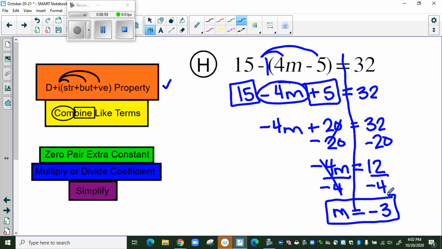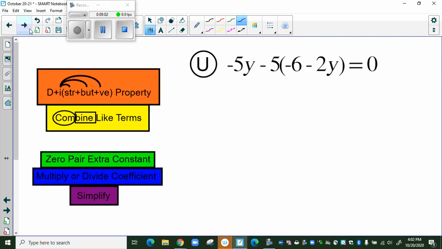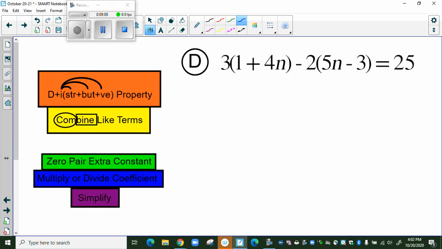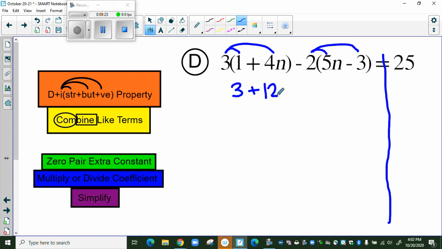Okay? I'm going to show you one more that has a small complication in it, but really is not difficult, and that is this one. So when you look at this problem, you see two sets of parentheses. Well, that just means that we're going to do two distributive properties. We're going to do them in the same step. We're just going to go left to right. So 3 times 1 is 3. 3 times 4n is 12n. Remember that this is a negative 2. Negative 2 times 5n is negative 10n. Negative 2 times negative 3 is positive 6. It is crucial that you get all the positives and negatives right on this first step. If you don't, the whole rest of your problem is going to be wrong.